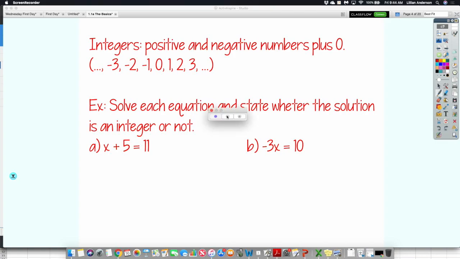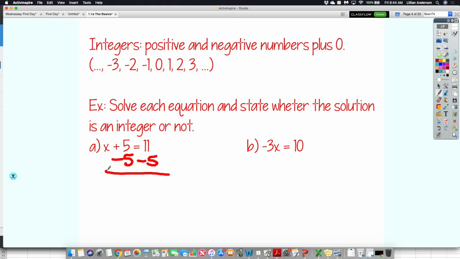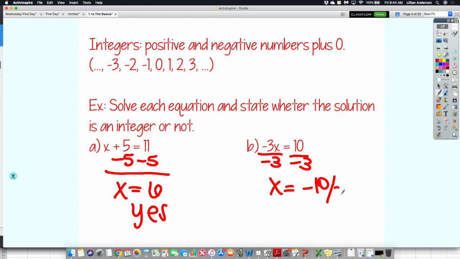Solve these two. Yes, Julia, how do you solve A? Move 5 from the left side, subtract. Okay, and what did you get? 6. Very good. X equals 6. And so Logan, is that an integer? Yes. Very good. Brooke, how do I solve B? Divide by it. Awesome. And what is X? Awesome. And Muhammad, is that an integer? No. Awesome. Simple enough, yes? So far, you guys are giving me the reassurance that we can solve simple math.